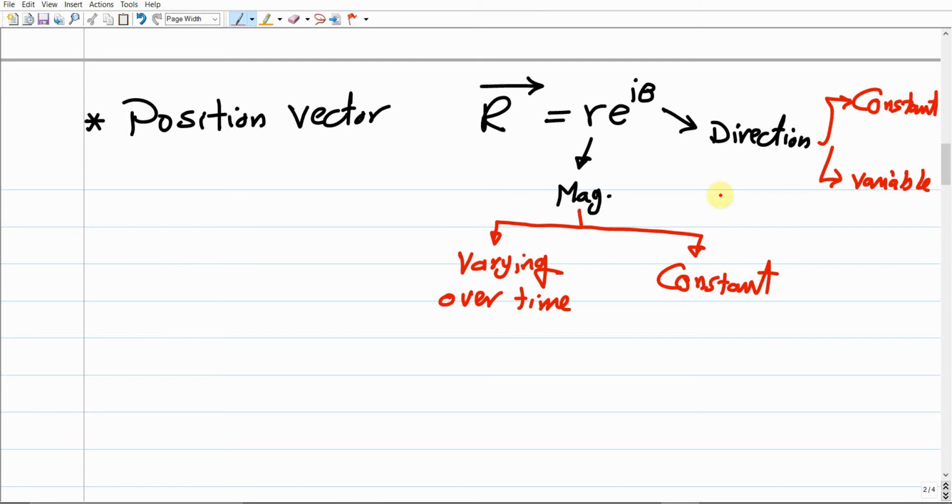So why are we asking ourselves whether r is dependent on time or constant, time invariant, and the same thing for the direction? Because we are going to differentiate with respect to time. The way we differentiate this position vector to end up with the velocity, and then differentiate one more time to end up with the acceleration, mainly depends on whether r or theta are variable or constants.